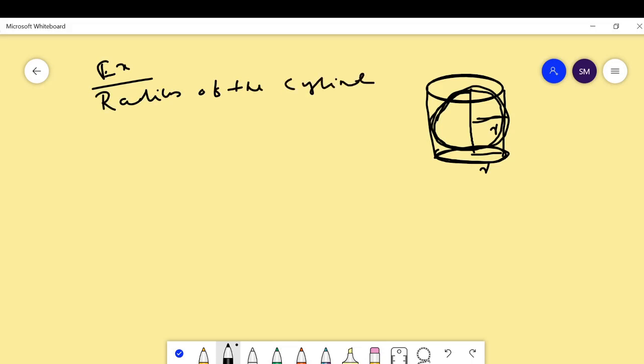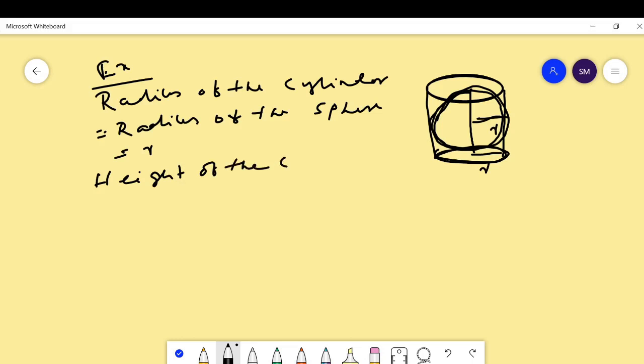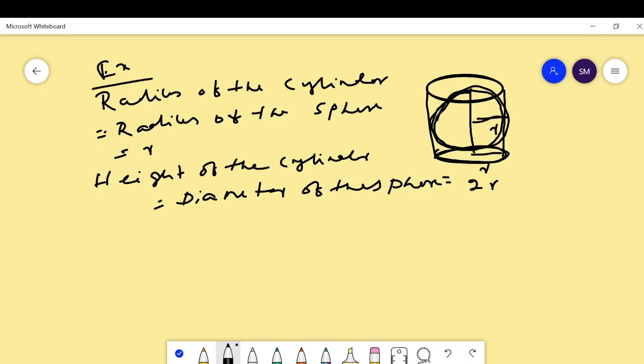The radius of the cylinder is equal to the radius of the sphere, which is equal to r, and the height of the cylinder is equal to the diameter of the sphere, which is equal to 2r.